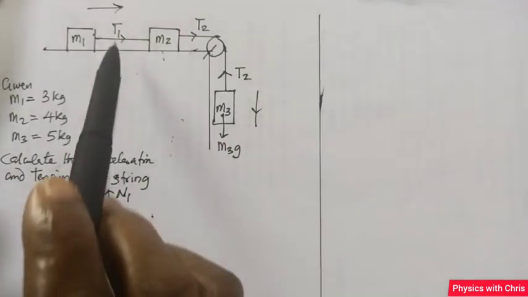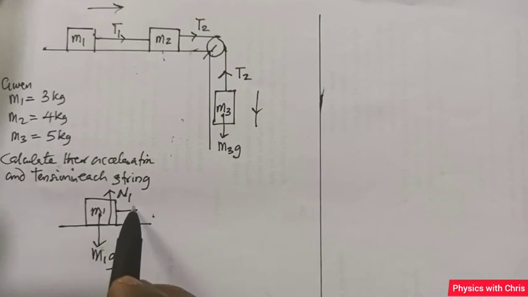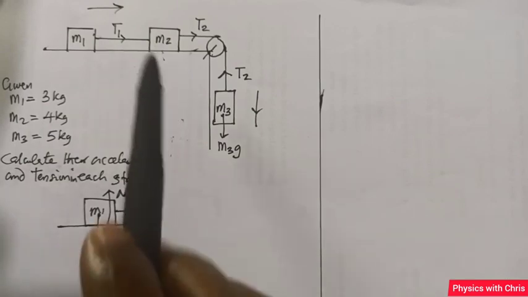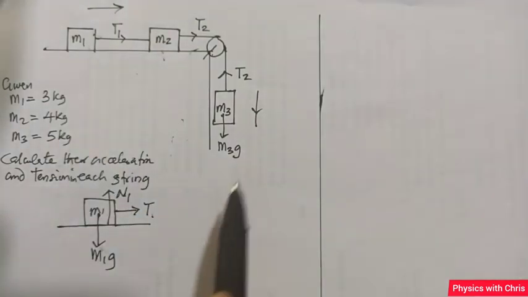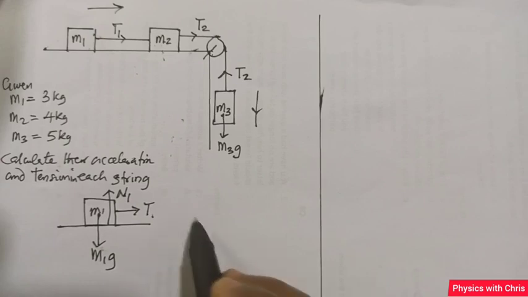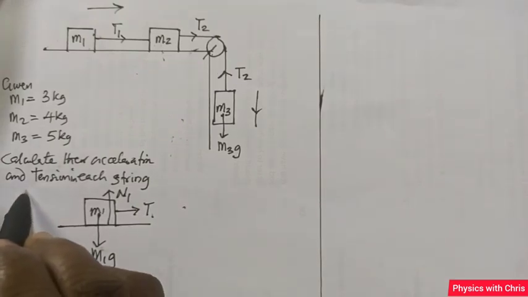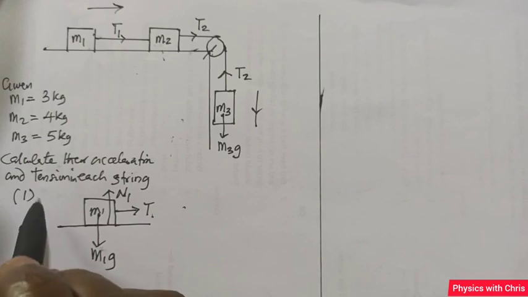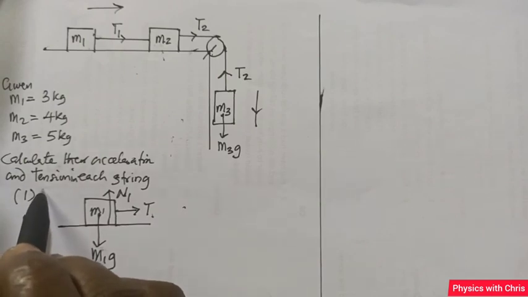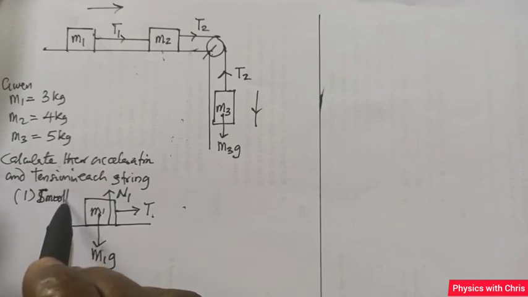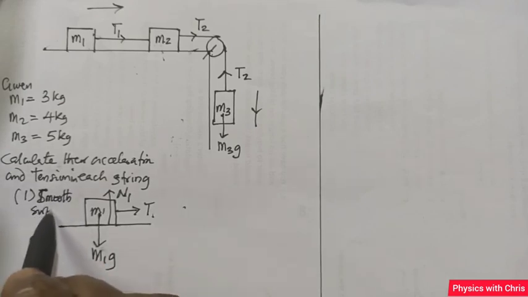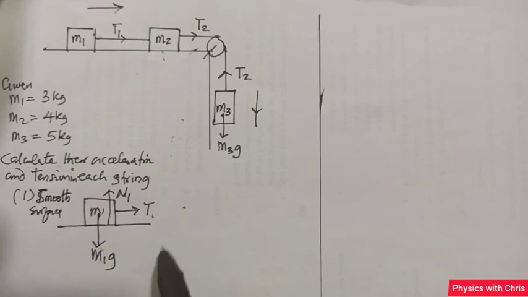Okay, so I may split this into two so that I have here tension T1. That's the force exerted by m2 to pull this particular one forward. Okay, so I want to look at a case where frictional force doesn't act. The surface is smooth. We're talking about number one, smooth surface. That is, there's no frictional force acting between the table surface and the block.